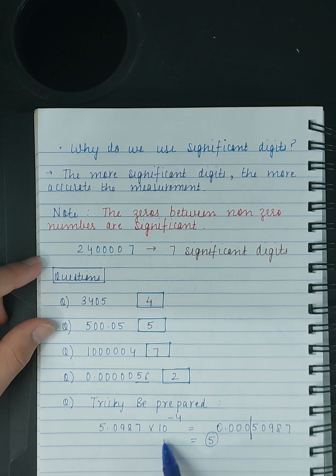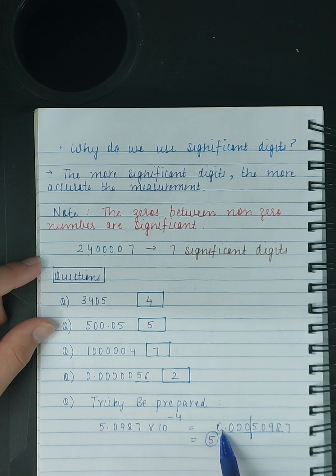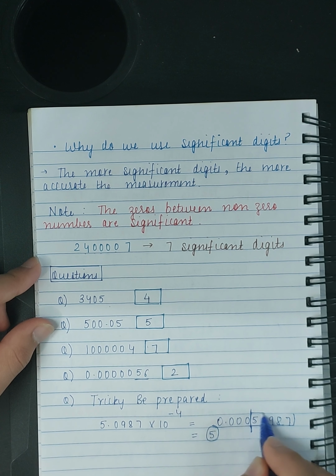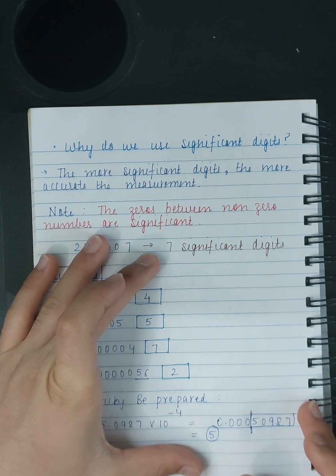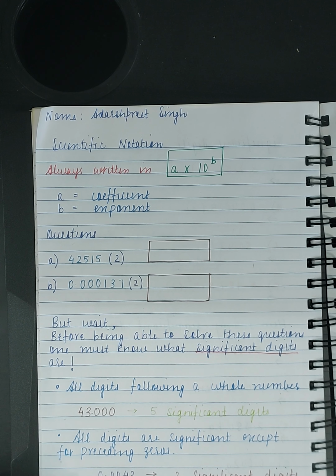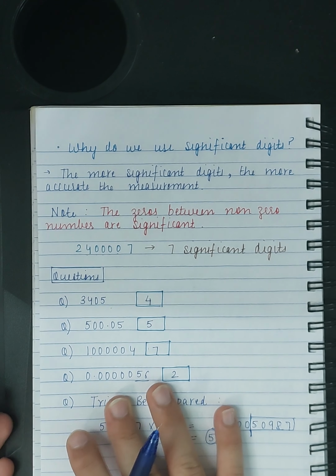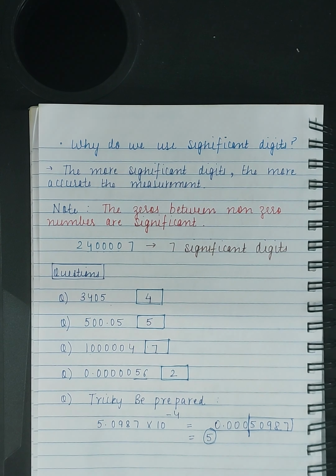5.0987 multiplied by 10 raised to the power minus 4 simplifies to 0.00050987. If we consider the total number of significant digits, it will be 5. Being able to understand these questions was only possible if we read these notes thoroughly, and understanding the examples would help you understand the questions much better. If you still didn't get why I did this, please rewind the video and understand the concept behind it.